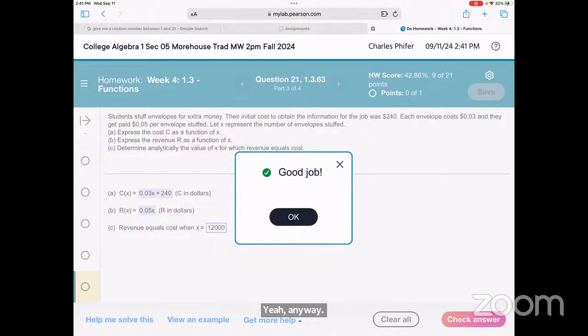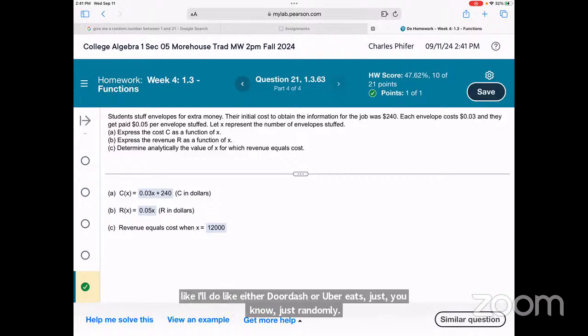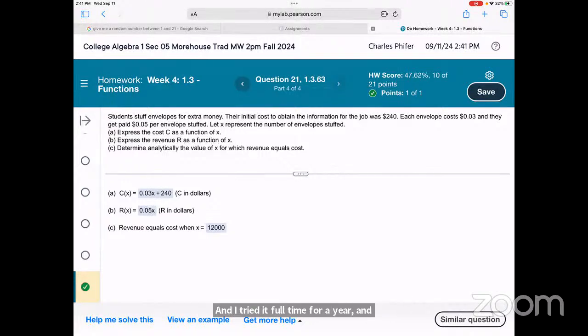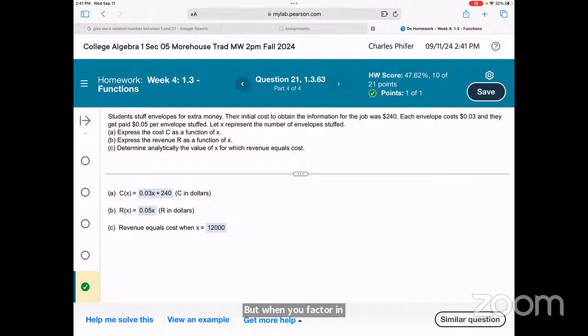I think about this a lot of times. Like I'll do drives, either DoorDash or Uber Eats, just randomly. I tried it full time for a year, and what I found was you definitely have the potential to earn like 6 figures doing it, but when you factor in maintenance on your car, if you get any kind of fines or run-ins with the police, things like that, it's not worth it. And then gassing up, and then just your time because it's exhausting. After you factor those things in, it's difficult to turn a profit.